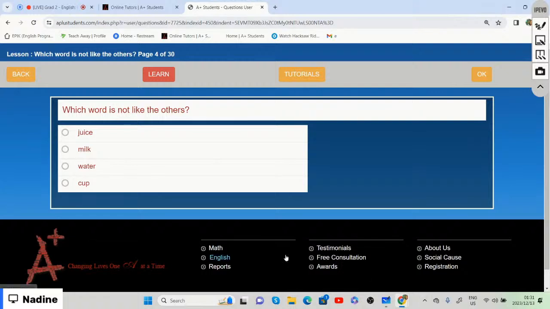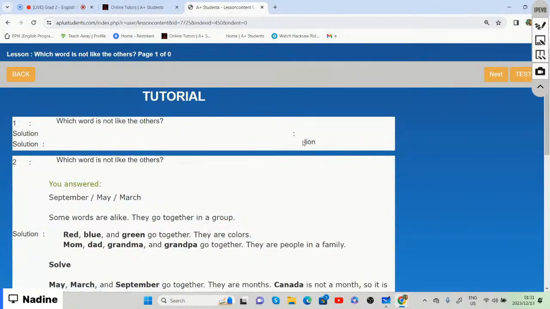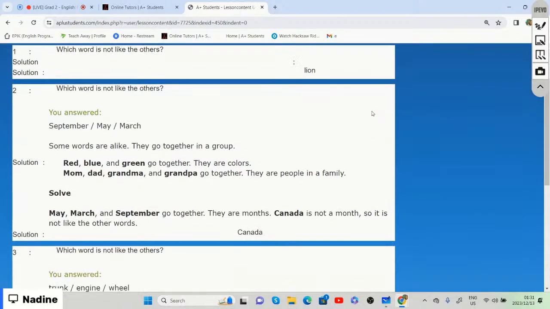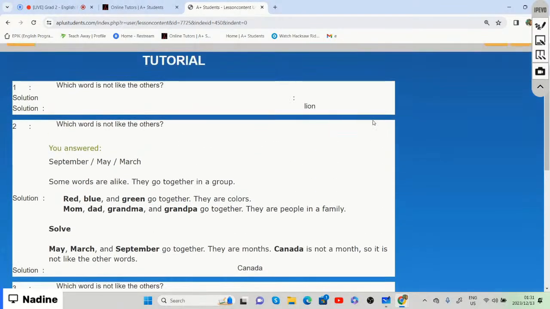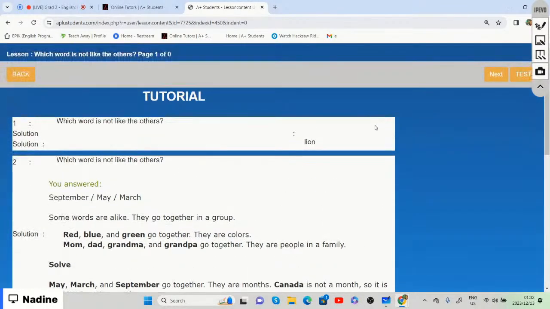So if we group these words, we will group them according to juice, milk, and water, which are some form of beverages. So cup is not related. Right? So cup was not related.